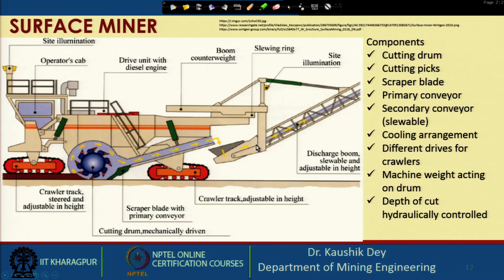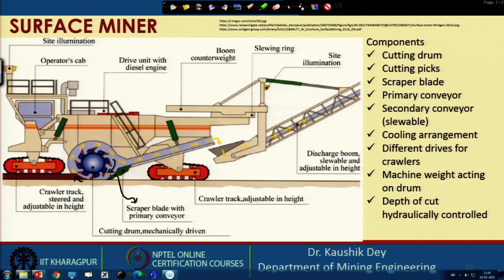This shows details of a particular machine, where the cutting drum is placed between the front crawler and the rear crawler, or maybe vice versa, and the cutting drum is operating in an up cutting direction. So, the drum is rotating in this direction, cutting in the upward direction, and the material is moving like this. There is a scraper plate, which is placed behind the cutting drum.